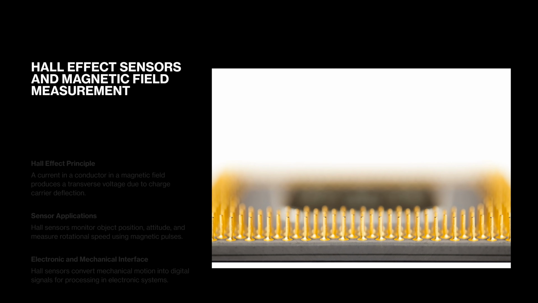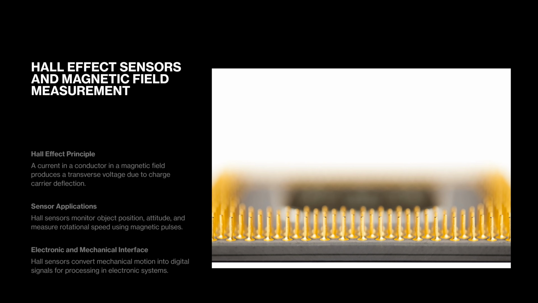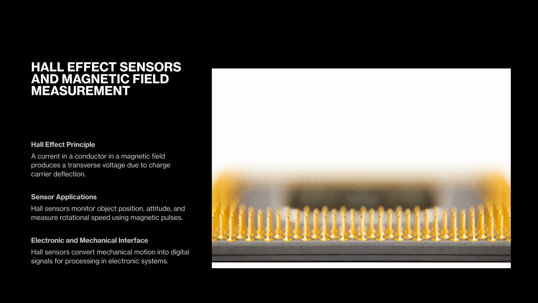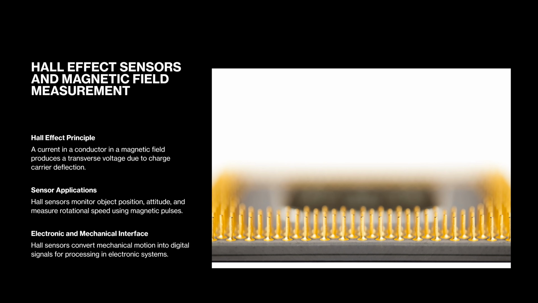Hall effect sensors are used to detect magnetic fields. When a current flows through a conductor or semiconductor placed in a magnetic field, a transverse voltage is produced due to the deflection of charge carriers by the magnetic force. In Hall effect sensors, this voltage is measured and related to the strength of the magnetic field. For example, a rotating magnet passing a Hall sensor produces pulses that can be counted to determine rotational speed. These applications demonstrate how electronic sensors interface with mechanical systems and produce signals suitable for digital processing.